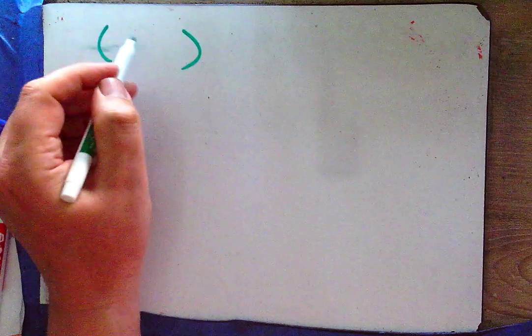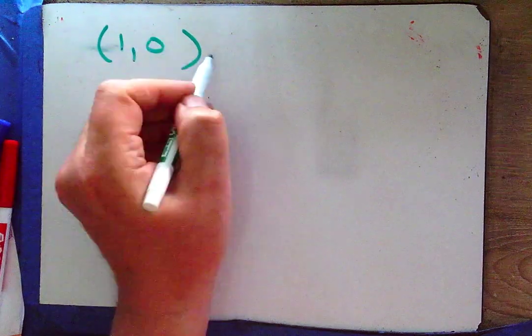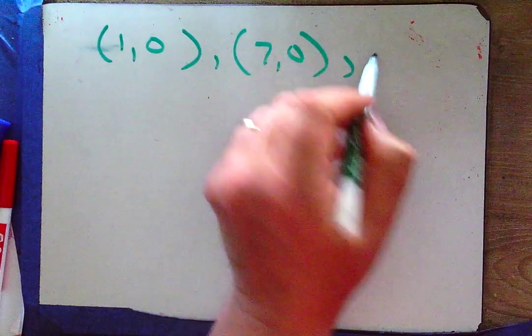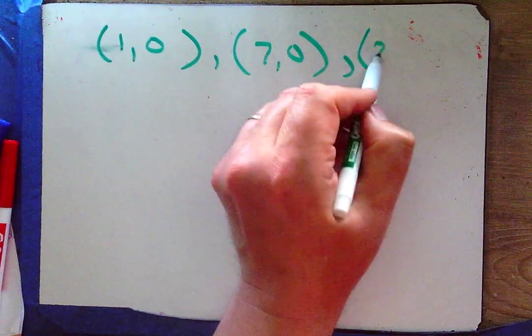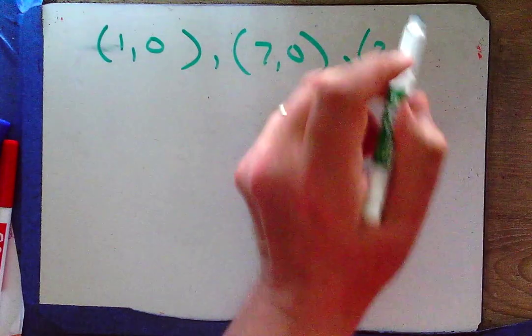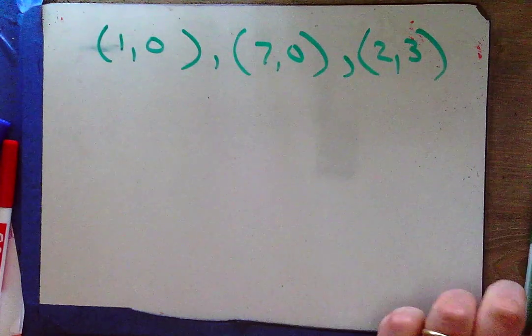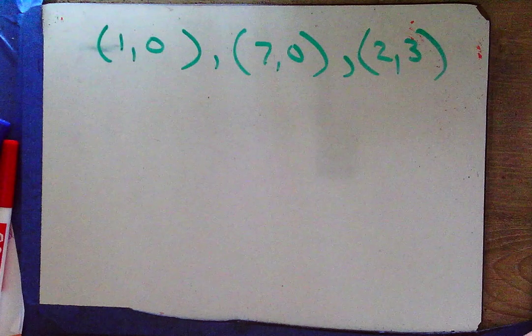All right. So, feeling like you can do this? Give it a try. Write the equation of the parabola given the points (1, 0), (7, 0), and (2, 3). Okay. Come back when you're done.